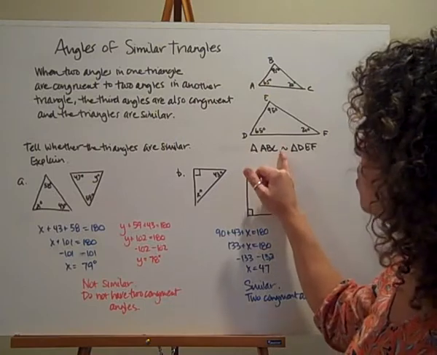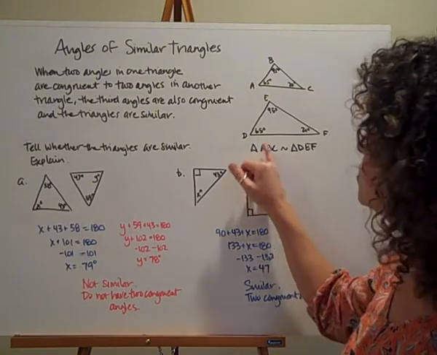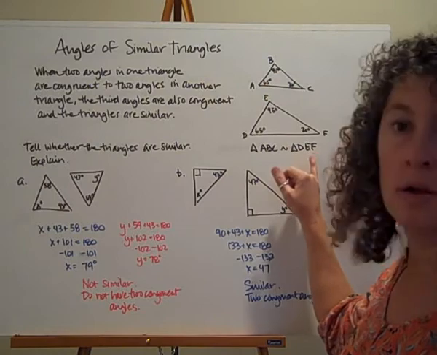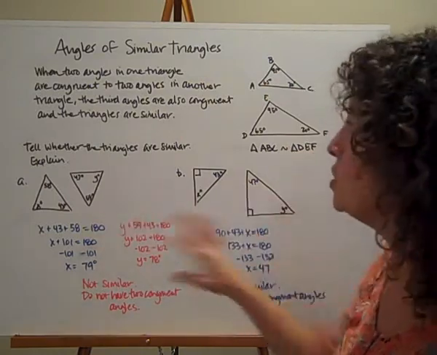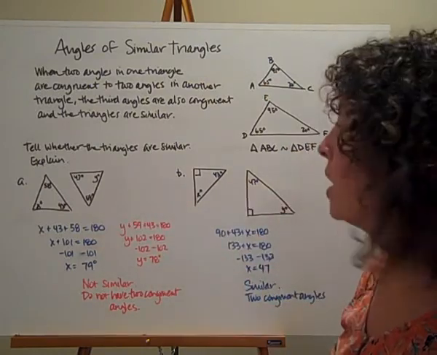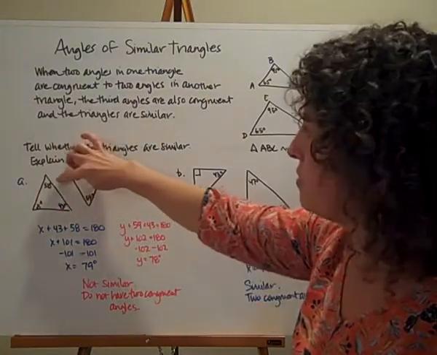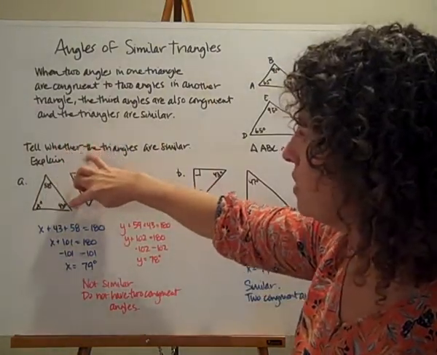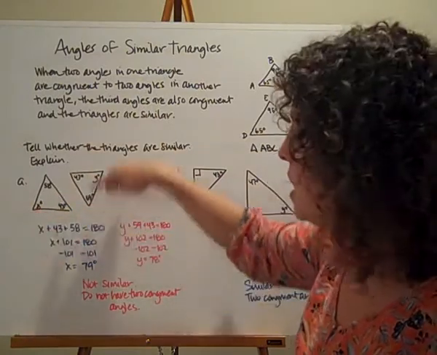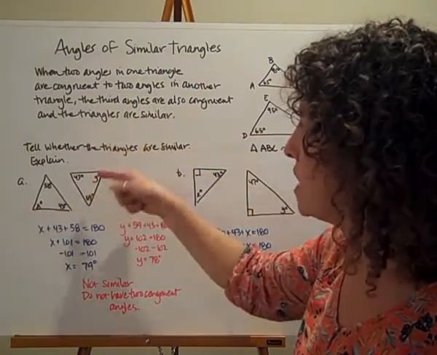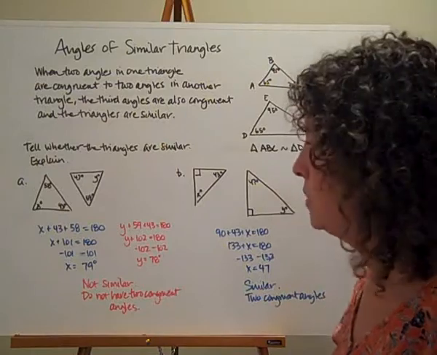Remember we use this little wavy line here to talk about similar? So triangle ABC is similar to triangle DEF. All right, so let's use that to decide if some triangles are similar or not. So here I have two triangles. They've given us some of the angles here. So I have 58 degrees, 43 degrees and X in my first triangle. And I have 43 degrees, 59 degrees, and Y in my second triangle.